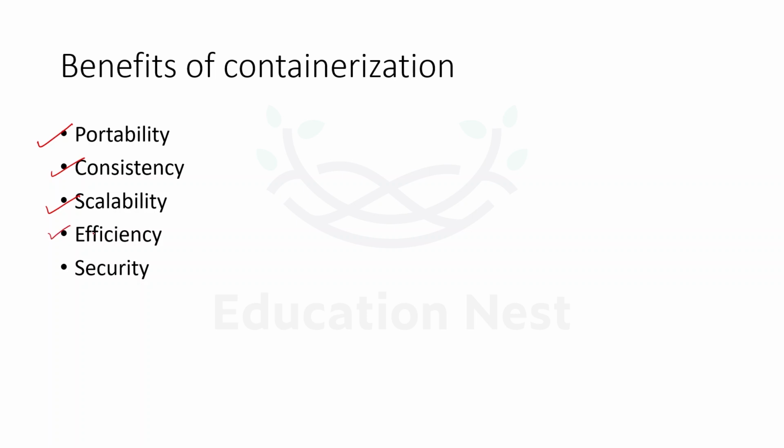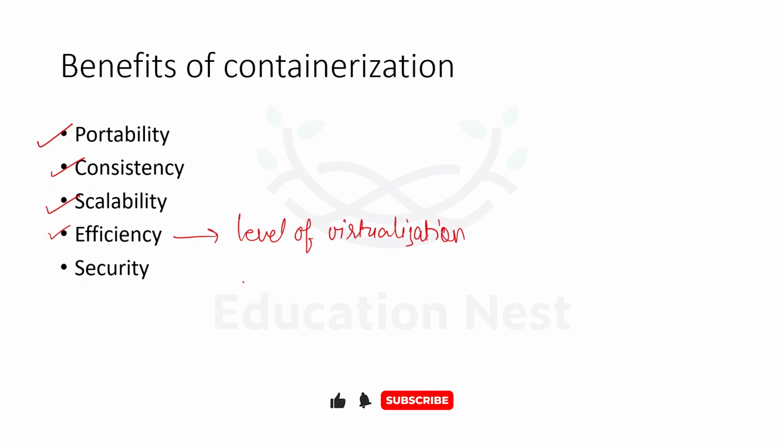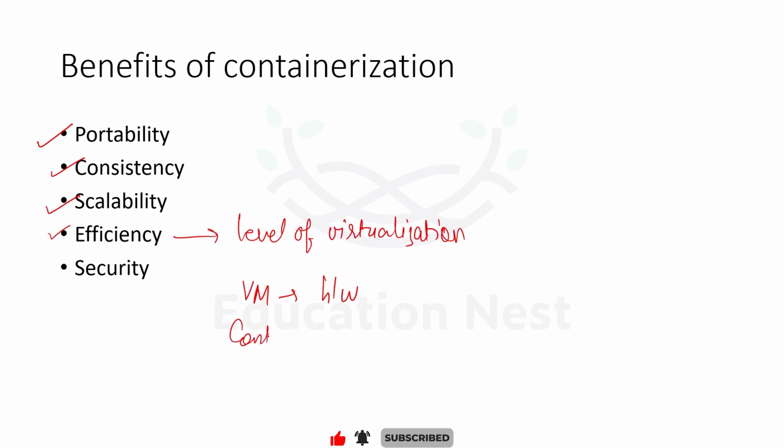Second, we discuss efficiency. Because containers are lightweight and use fewer resources than traditional virtual machines, they allow us to make efficient use of system resources. You will understand this when we talk about the level of virtualization or abstraction. Virtual machines are hardware level virtualization and containers are operating system virtualization. We will be discussing this soon in our coming slides.